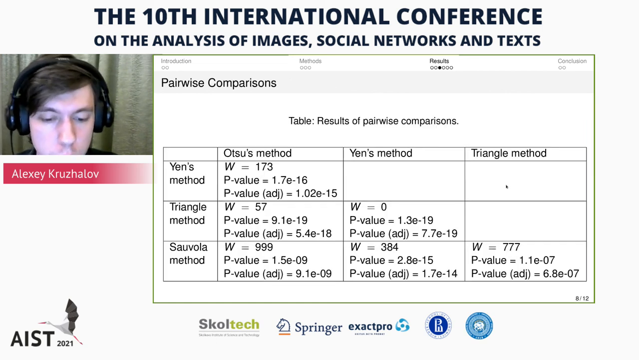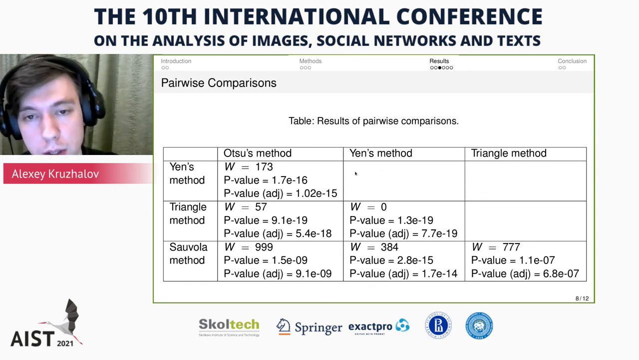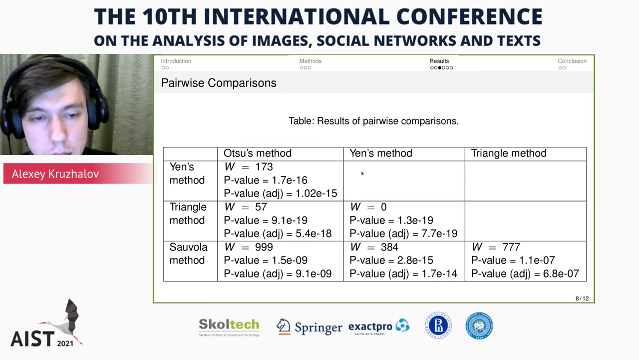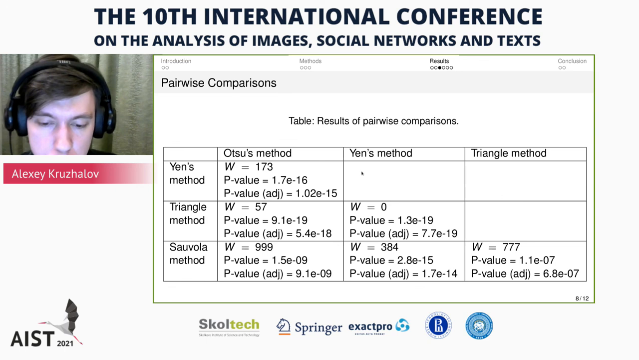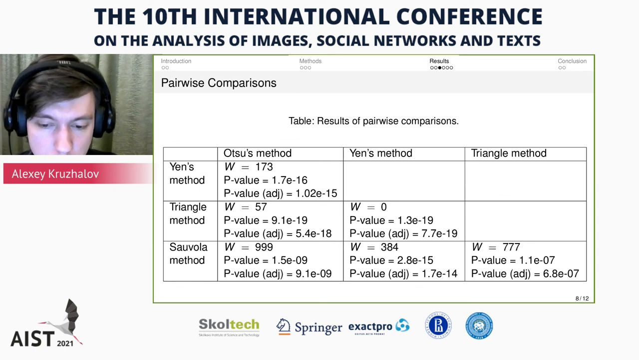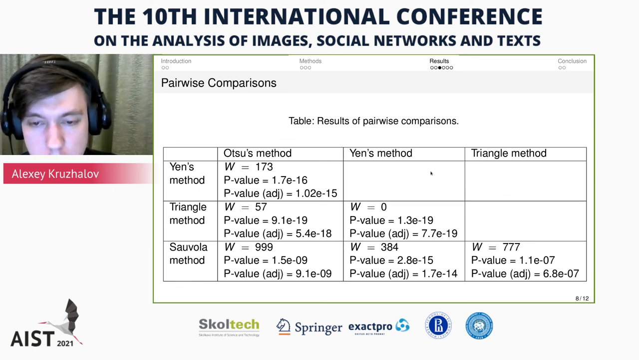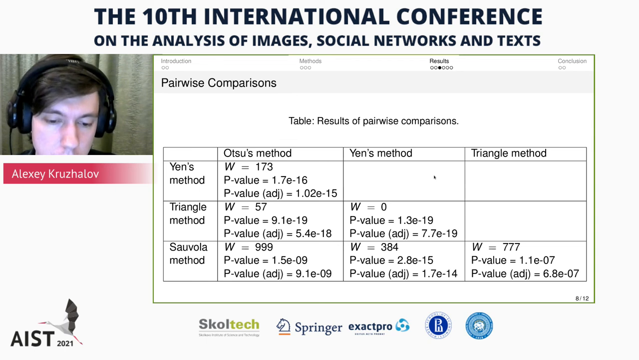And in order to find out which methods produce statistically significant differences between their results, pairwise comparisons were performed. Based on the results obtained, we can say that statistically significant differences are present between all pairs of the considered methods. And since the triangle method showed the best results, we can conclude that the use of this method for the solution of the problem is most preferable.